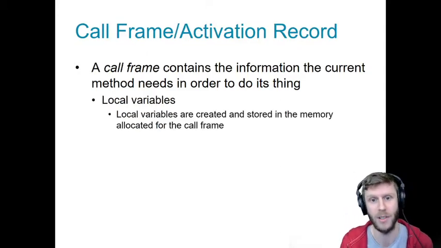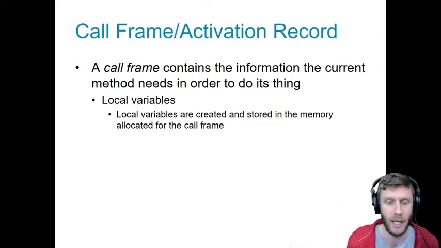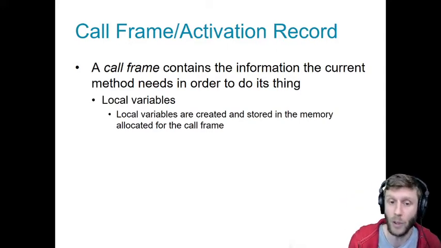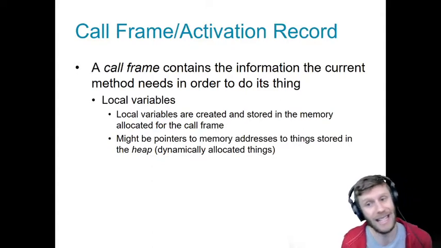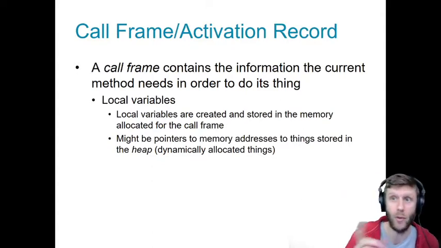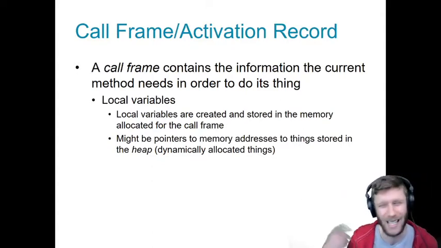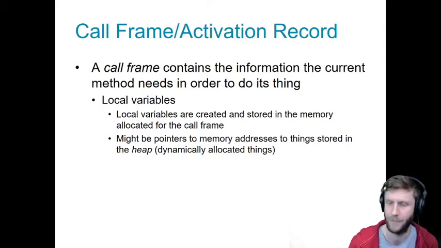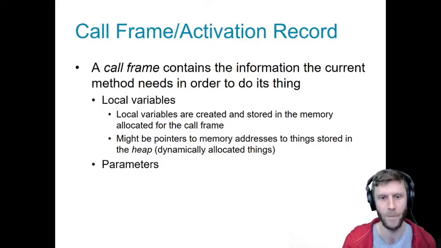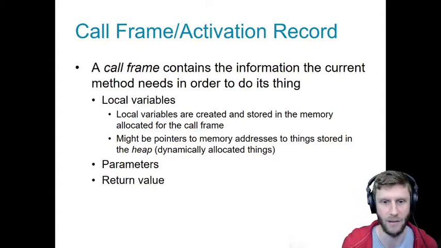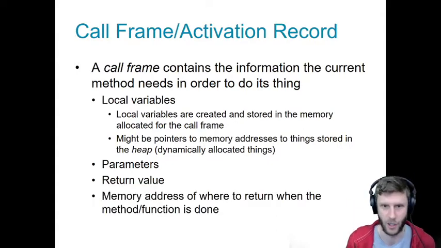The local variables are created and stored in memory, allocated by the call frame, and it will deallocate them for us, right? Unless it's a pointer: the pointer will be deallocated, but the thing that the pointer points to might not be deallocated, so we have to be careful about that. Remember, dynamic and static memory. The parameters, again, the return value, and the memory address for it to return to.